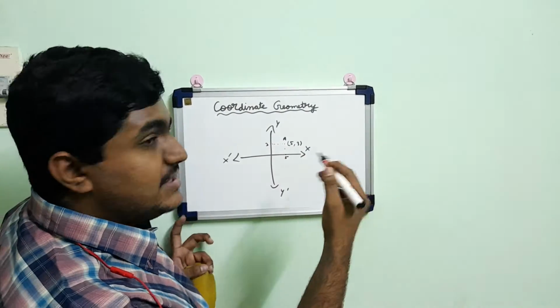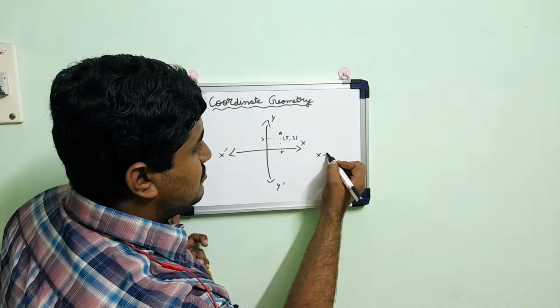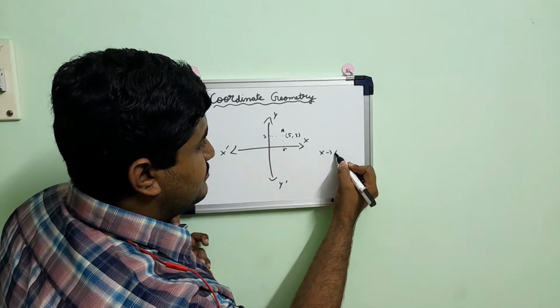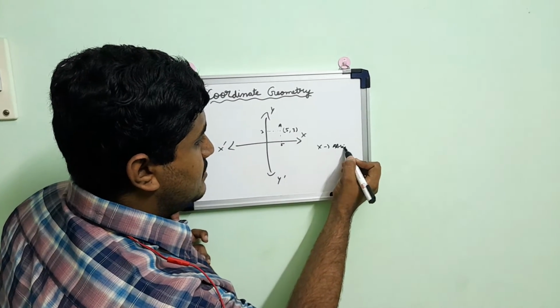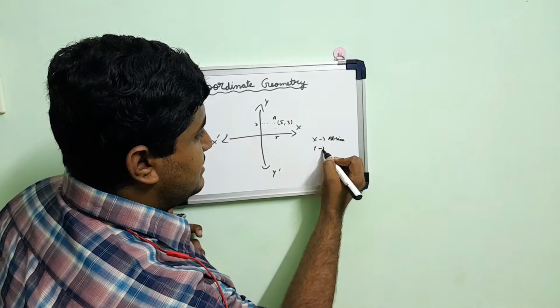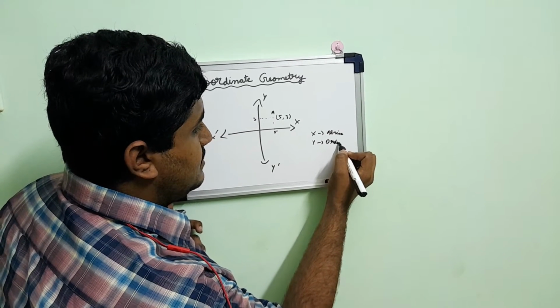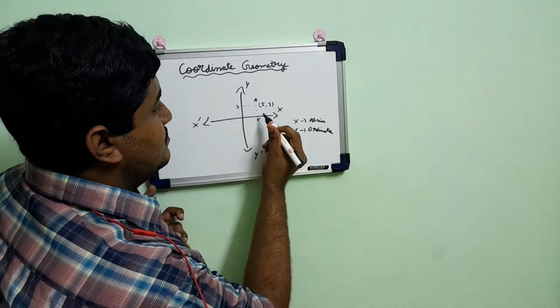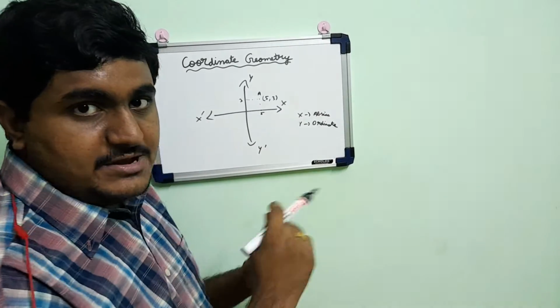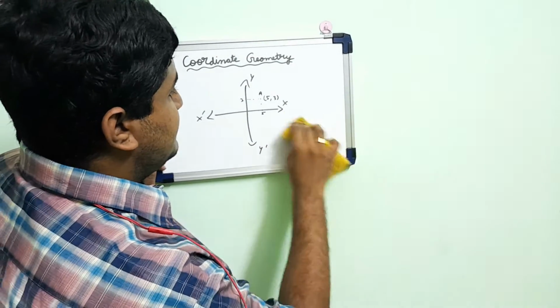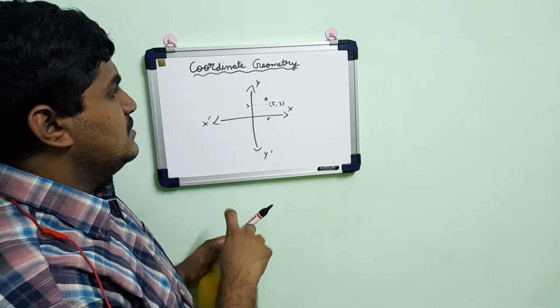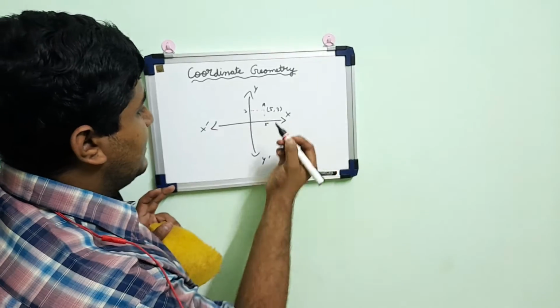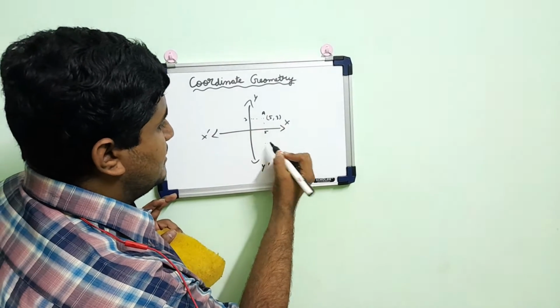Now we know that in previous classes we have studied that the x coordinate is known as the abscissa and the y coordinate is known as the ordinate. So in this, 5 is the abscissa and 3 is the ordinate. We should all remember that we always write the abscissa first and only then the ordinate. This is the order that we have to follow.